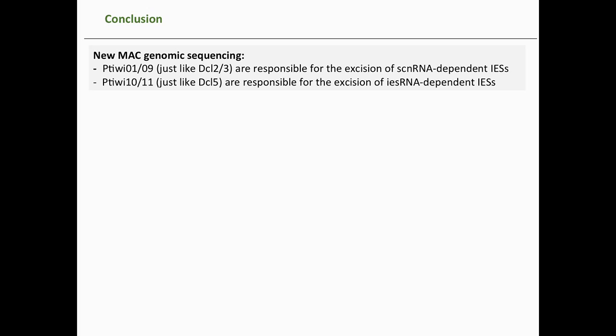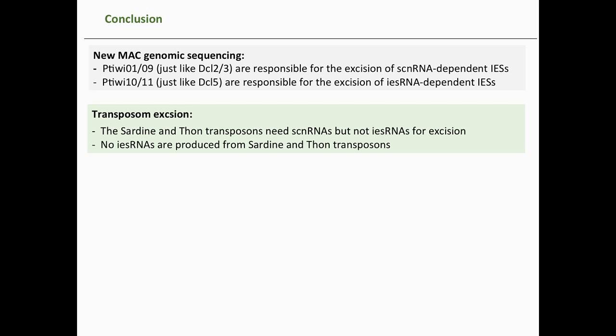Based on the MAC genomic sequencing, we can tell that PV1 and 9, just like DCL2 and 3, are responsible for the excision of scan RNA-dependent IESs, and PV10 and 11, just like DCL5, are responsible for the excision of IES RNA-dependent IESs. From the transposon story, we can tell that the transposon for excision needs scan RNA, not IES RNAs, and that there are no IES RNAs produced from Sardine and Tton.